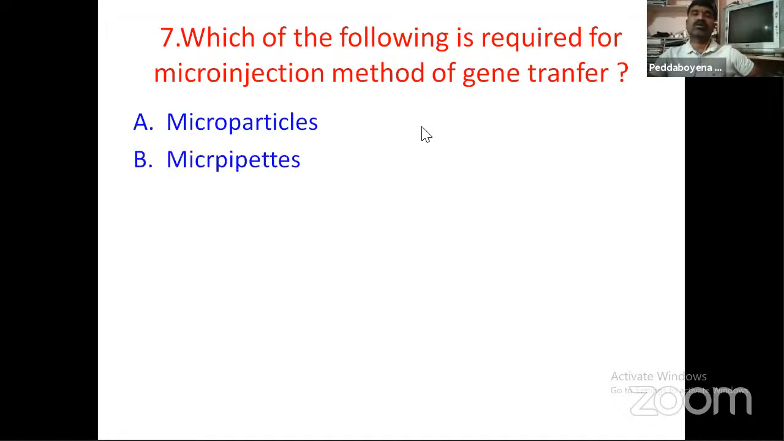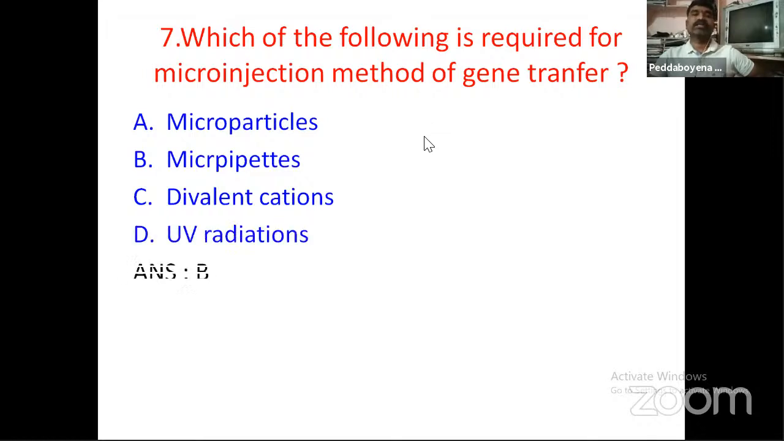Microparticle and the pipettes. Next, divalent cations, UV radiations. The answer is micropipettes, the pipettes required for the microinjection method.